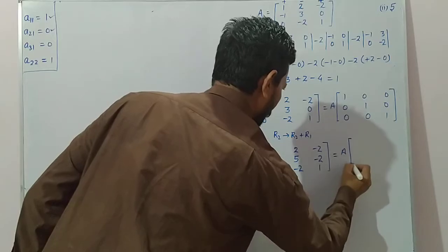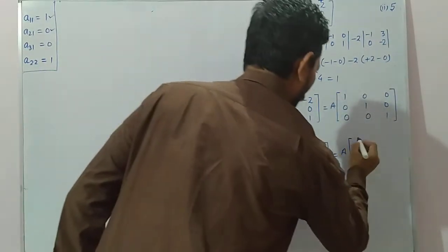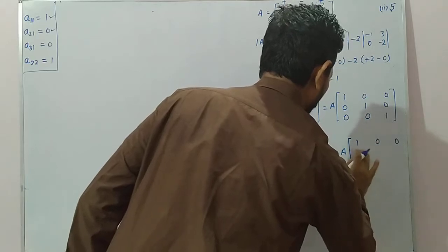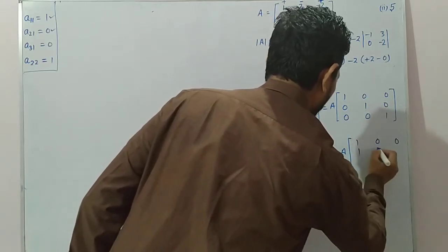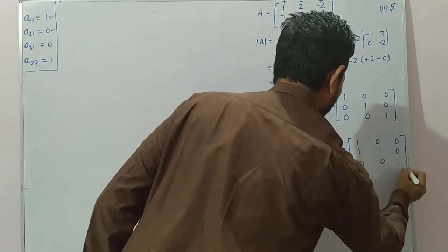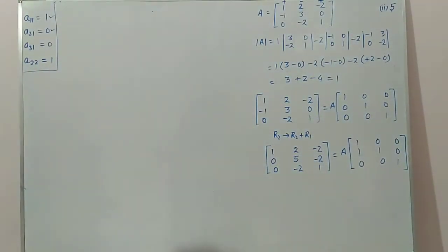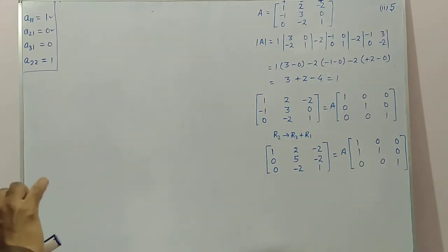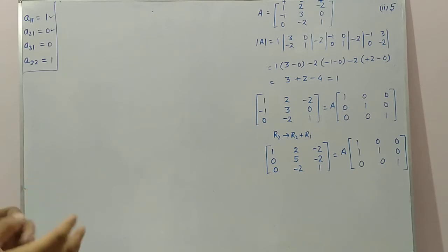On the right hand side, 1 0 0, and R2 changes to R2 plus R1, giving 1 1 0, and 0 0 1. So the first part we are getting is 1 2 minus 2, 0 5 minus 2, 0 minus 2 1. On the right hand side 1 0 0, 1 1 0, 0 0 1.